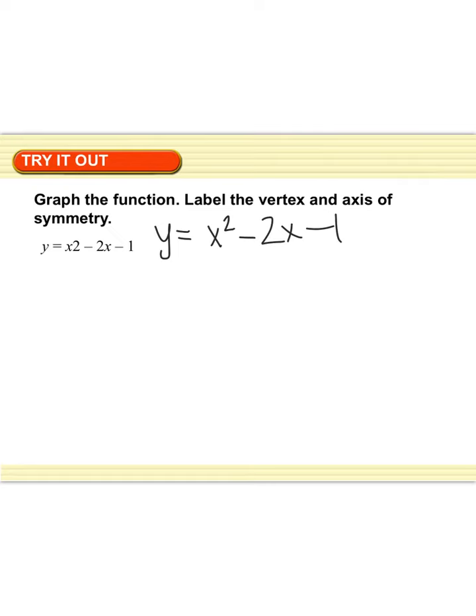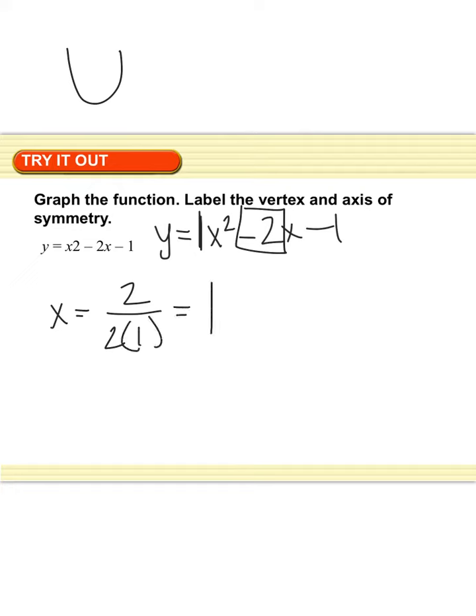Okay, welcome back. Hopefully you saw that our coefficient a was positive 1. So we'll have an opening up parabola. The next step was to find the vertex. So the x-coordinate of our vertex will be opposite b, and our b is negative 2. So we need to do the opposite. It would be 2 divided by 2 times our a, which is 1. So our x-coordinate of our vertex is 1.